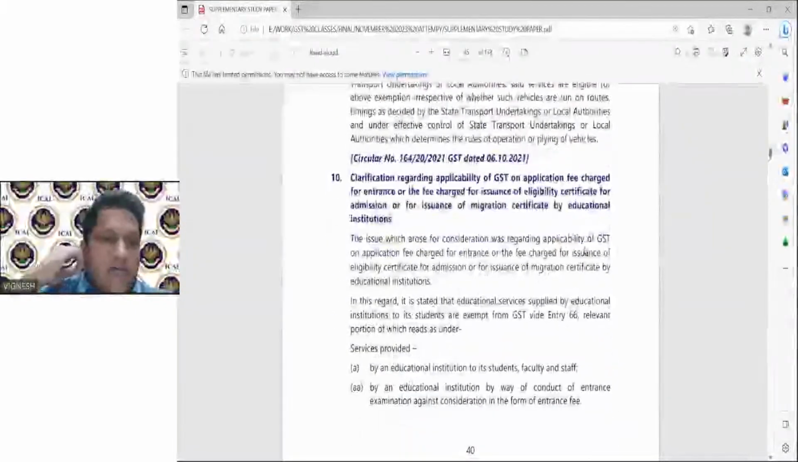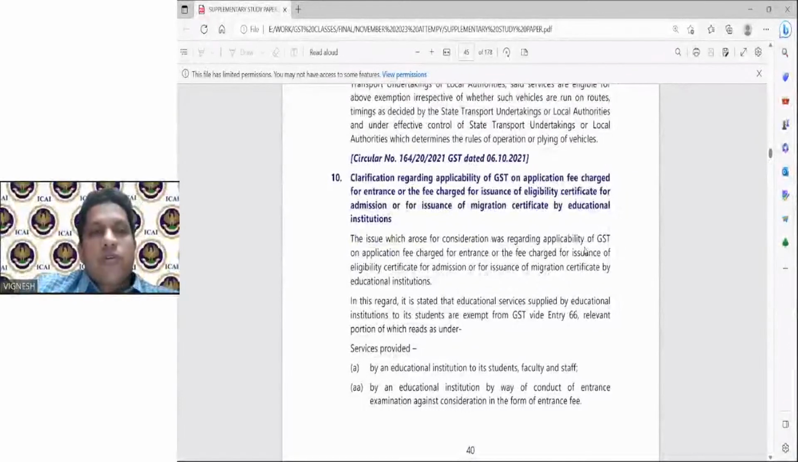Then applicability of GST on application fee, charge for entrance fee, for issuance of eligibility certificate or issuance of migration certificate by education institutions. If you are writing an entrance examination for the purpose of getting admission, or you are going from one education institution to another education institution, a migration certificate is asked for. So what is the applicability of GST?